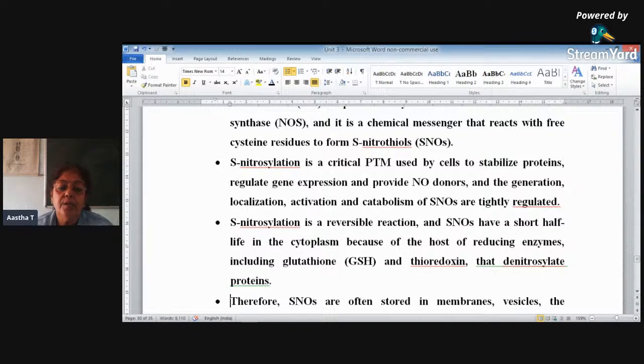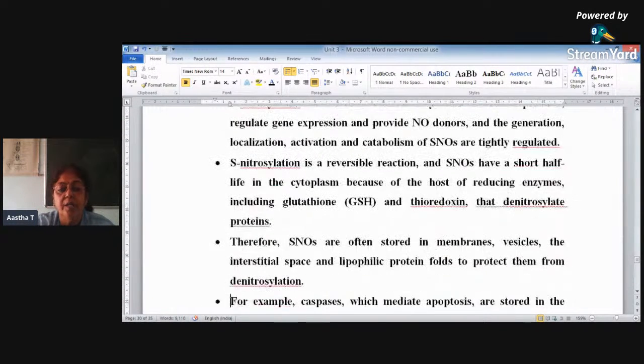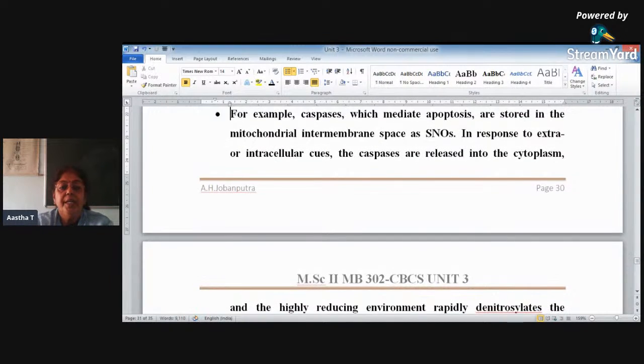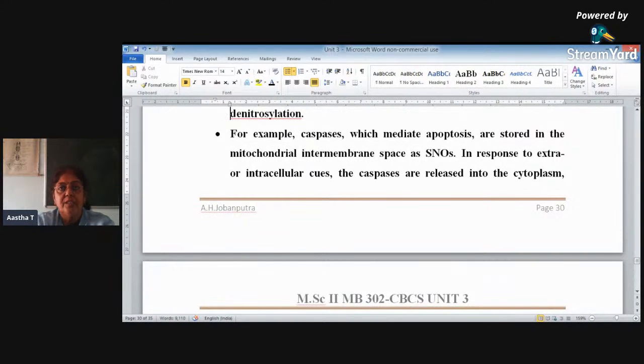त्याच्यामुळे S-nitrosylation is a reversible reaction. It will bind to the protein, and again it will release the protein and can again recycle to bind to other proteins. Normally, S-nitrothiols are stored in the membranes, vesicles, the interstitial space between the two cells, then in the cell membranes, in small vesicles, in the lipophilic protein folds, and they protect the proteins from denitrosylation. For example, caspases, which mediate apoptosis. Apoptosis means the death of the cell.